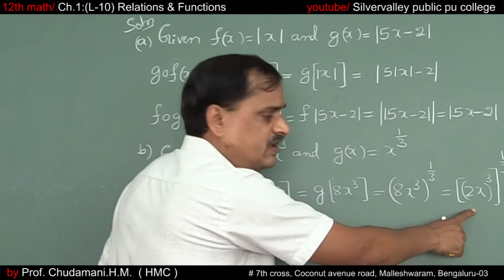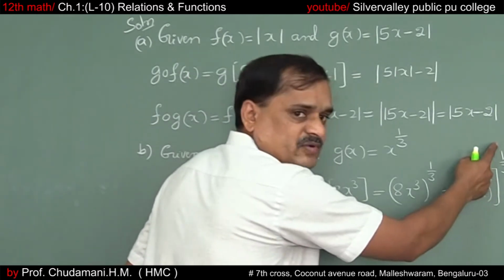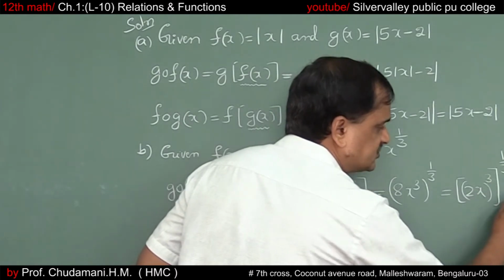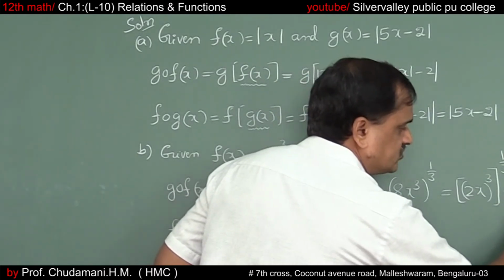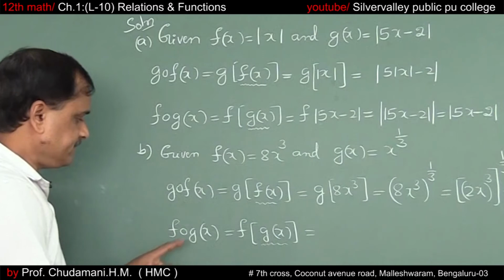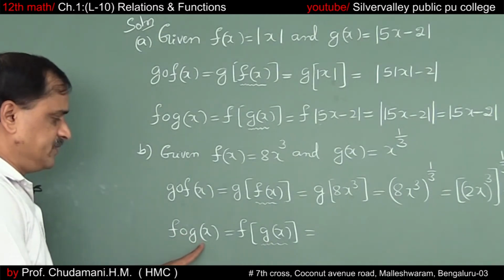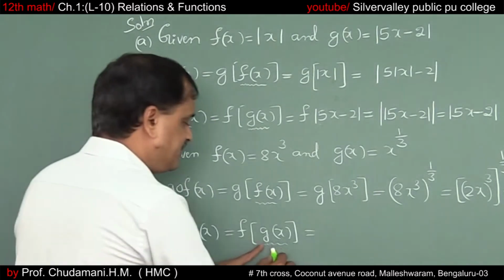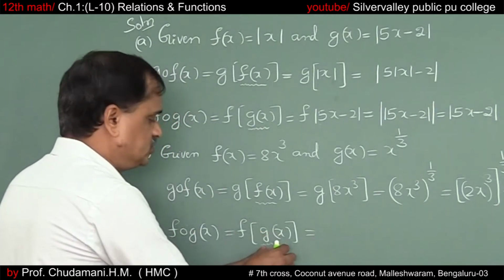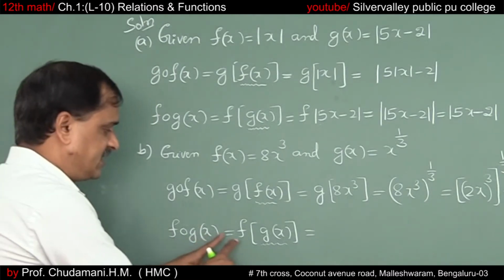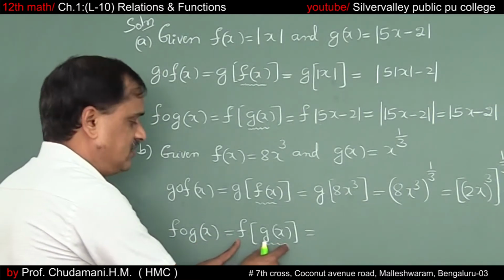This is of the form a power m whole power n. m into n means 3 and 1 by 3 gets cancelled. We are left with 2x. Then composition of g and f can be written as g of f of x. f of g of x. Sorry, composition of g and f can be written as f of g of x.